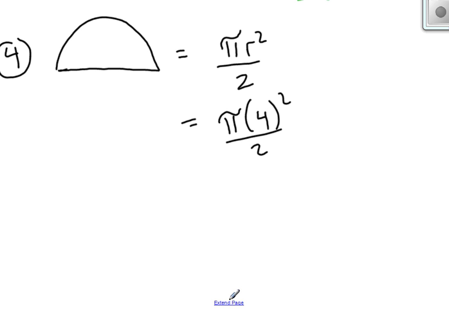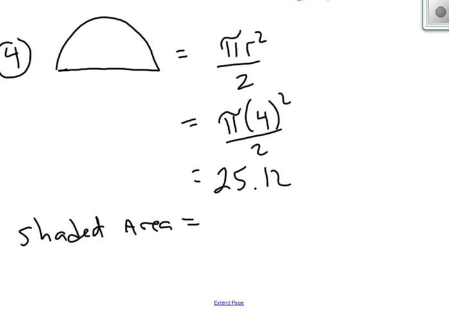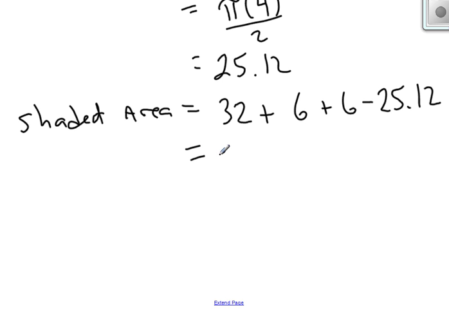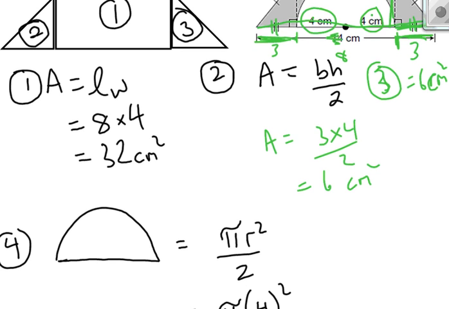So I get 25.12. So that means that the shaded area is equal to the area of the rectangle, which is 32, plus the 2 triangles, 6 and 6, minus the chunk that was taken away, which is the semicircle. So all together, and again, I forgot to round to 1 decimal place, so make sure I do that in my answer. So when I do this math, I get an answer of 18.9, and was it meters?